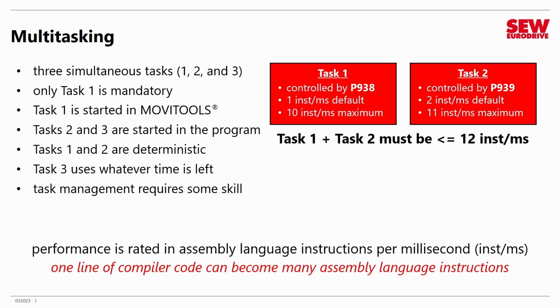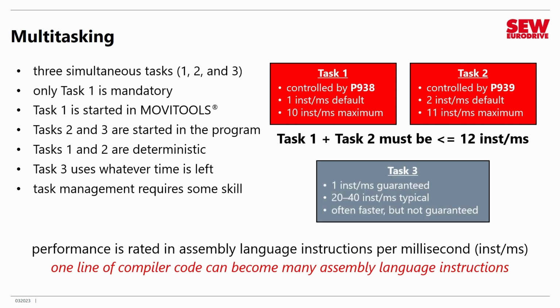Now, here's a rule. Task 1 plus task 2 must always be less than or equal to 12 instructions per millisecond. If you set it to anything else, you can get some weirdness. So be sure that they never add up to anything greater than 12. Now, task 3 guarantees at least 1 instruction per millisecond, but it just uses what's left over. So it's more common that it's giving you about 20 to 40. So it can be faster, but it's not guaranteed. All right, that's the general picture.